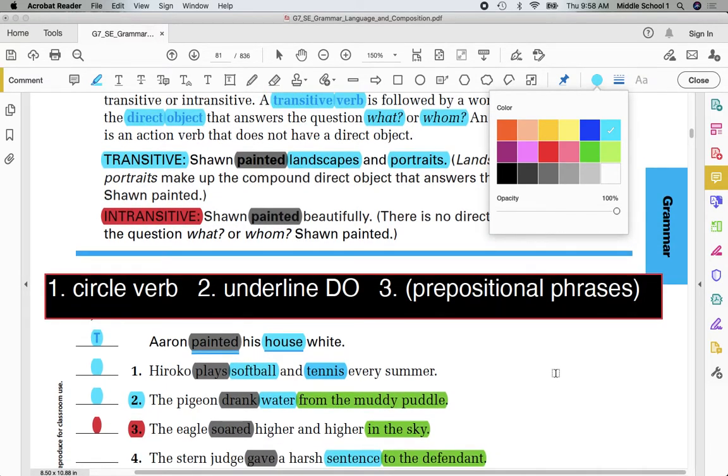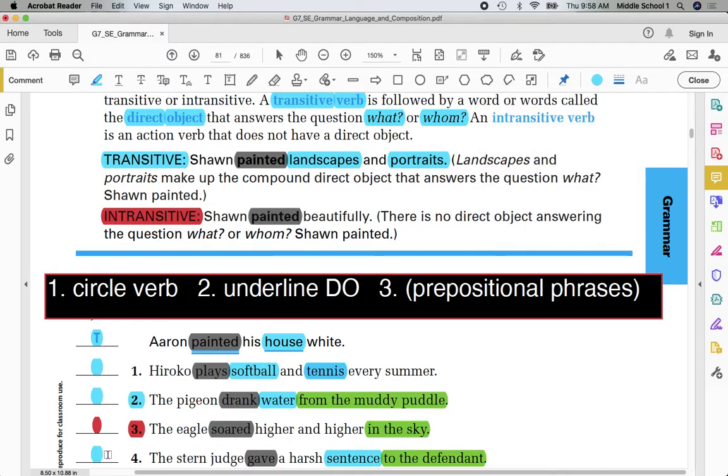Four, the stern judge gave a harsh sentence to the defendant. Verb, gave. Gave what? Sentence. Noun. Direct object. Prepositional phrase, to the defendant. What do I call a sentence that has a verb and a direct object? I call it transitive.